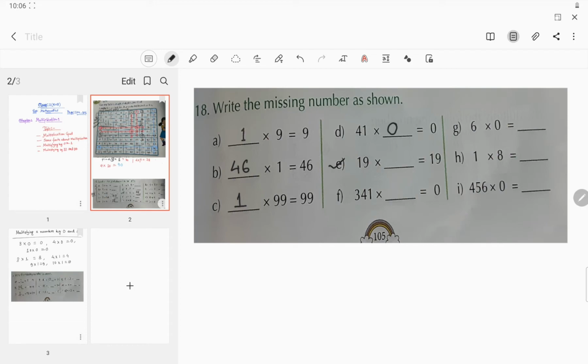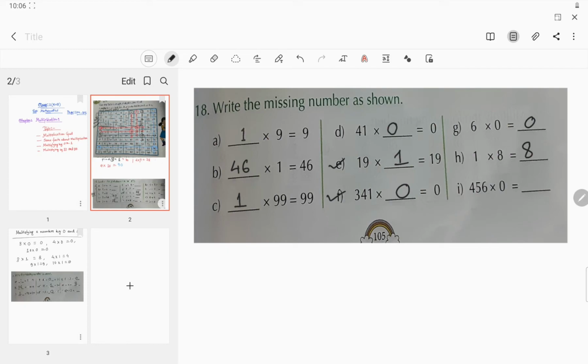Question number E. Similarly, it will be 1, because multiplying a number by 1, you will get the number itself. Question number F. Obviously it would be 0, because the result is 0. Now 6 cross 0, that means 6 times 0. I told you 6 times 0, 3 times 0, 4 times 0, all the results will be 0. That's why it would be 0. 1 cross 8, that means 1 times 8, or 8 is repeating how many times? 1 time. So what will be the result? Yes, 8.